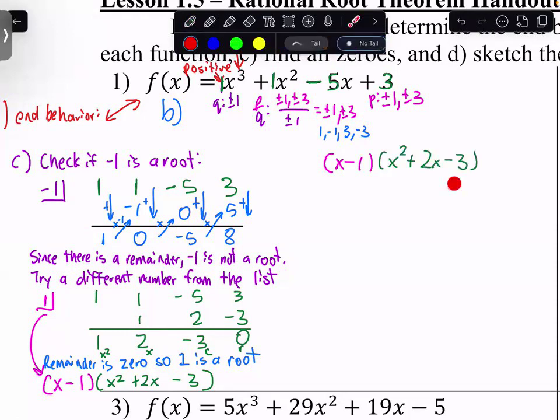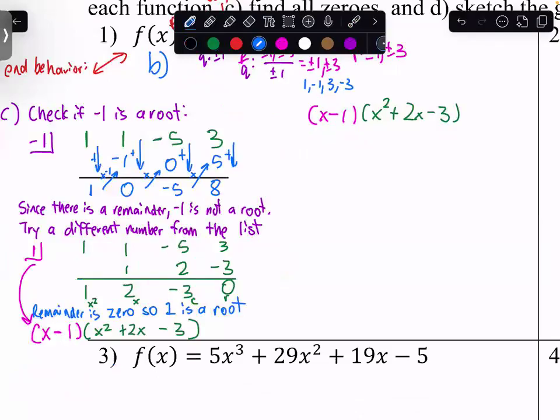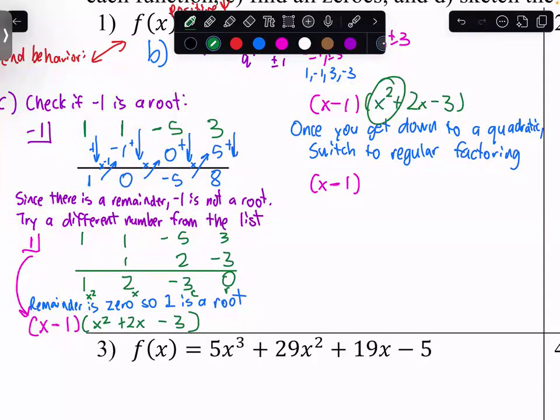Okay, so the good news is once you get down to a quadratic, meaning this part is x squared, you can stop guess and checking because now we can use our regular factoring strategies. Again, I'll just write that. We will keep the pink parentheses x minus 1 because that's already fully factored. It's already 1x to the first power. But we'll switch to regular factoring to further split up this trinomial in green. You don't need to look back at this list anymore because once it's down to a quadratic, we know how to factor quadratics.